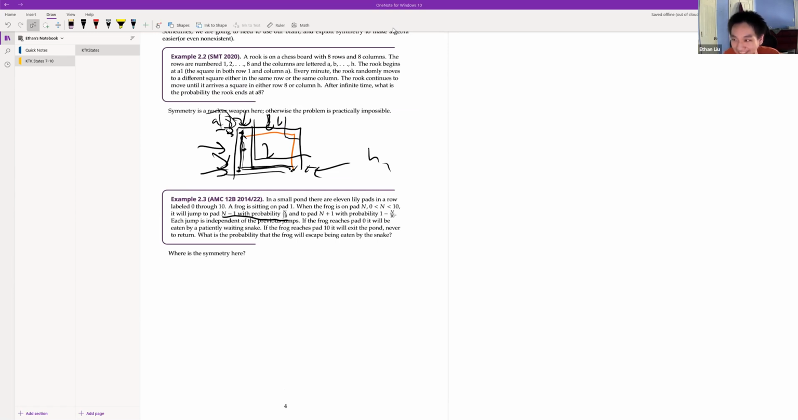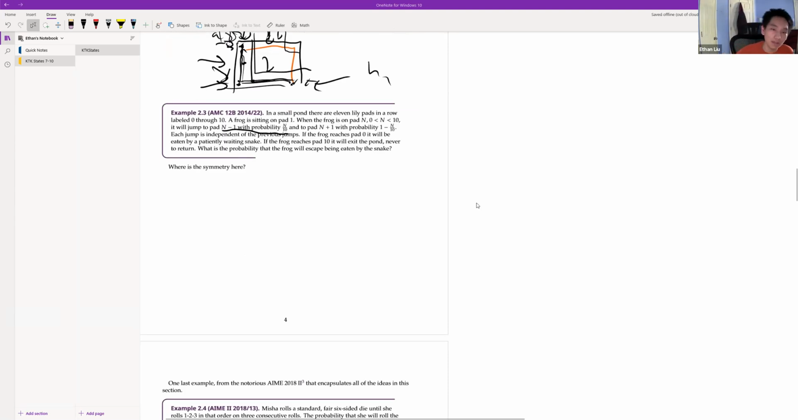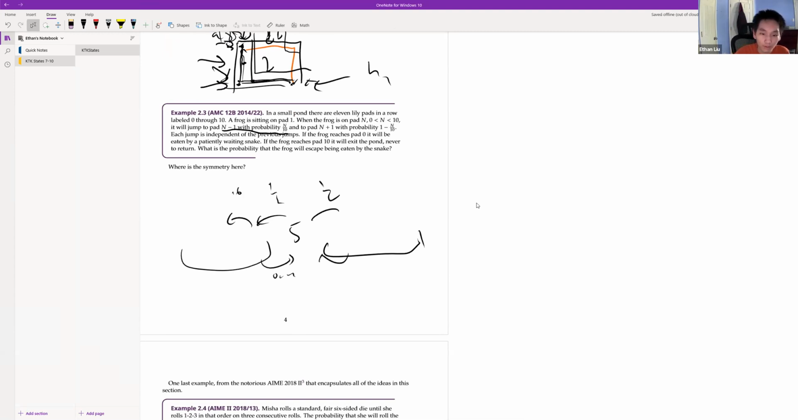That's really bad. But the probability you win at pad 5, which is in the middle, right? We have a bunch of pads over here and a bunch of pads over here. This is symmetric, right? You go here with probability 1/2, here with probability 1/2, and 0.6 here, 0.4 there. The whole thing is symmetric about pad 5. So the probability you win at pad 5 is exactly 1/2 because of symmetry. And that's really all that matters.